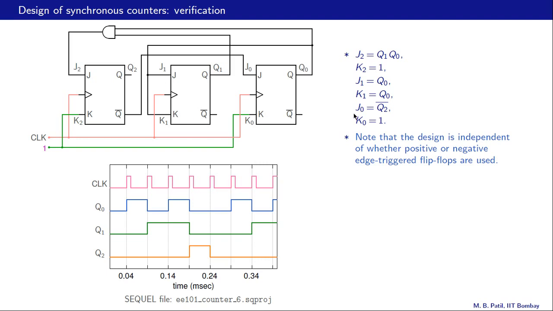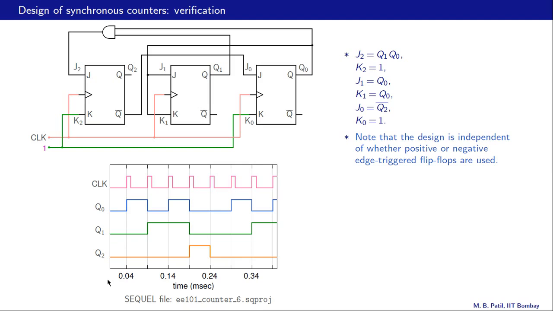J0 should be Q2 bar. So we have Q2 bar here, and K0 should be 1. So K0 is tied to 1 here. Here are the simulation results, and the circuit file is available to you, so you can check it out. Even better, you can go to your digital electronics lab and hook up this circuit and see if you get the same counter sequence.